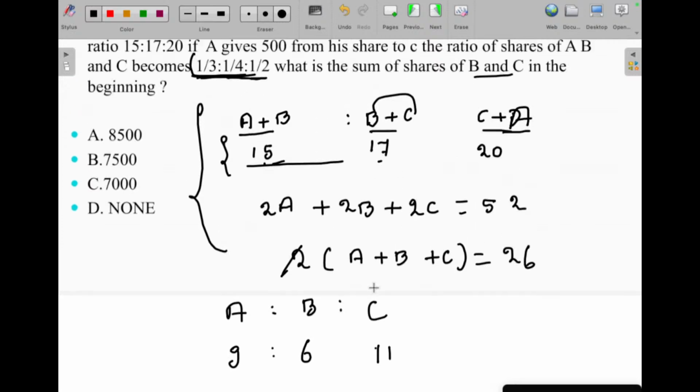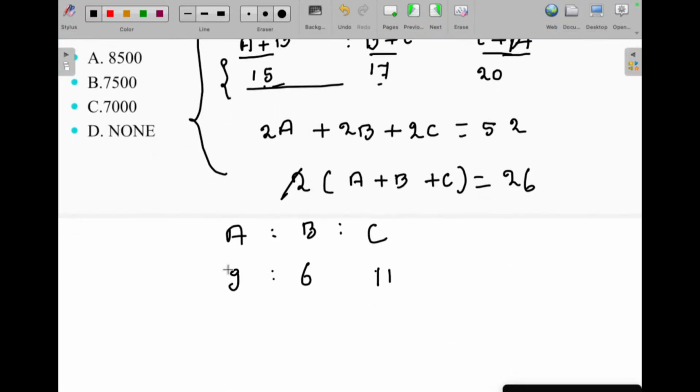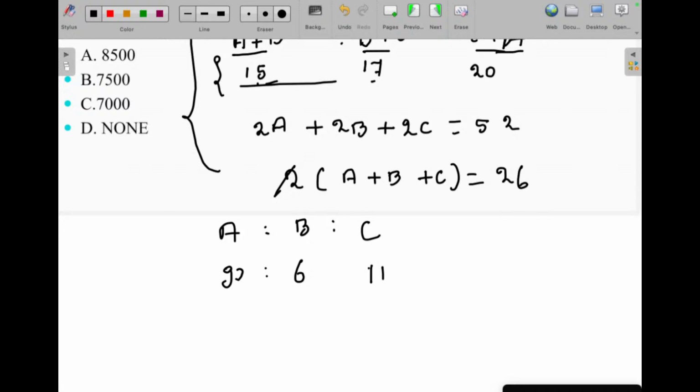Now I will give, already I gave for A 9x rupees, actually 6x rupees, 11x rupees. Already I distributed. I have already some amount. I already distributed like this.